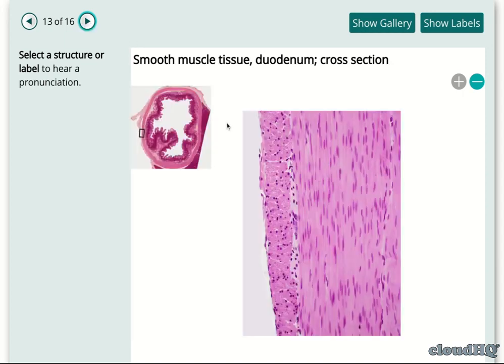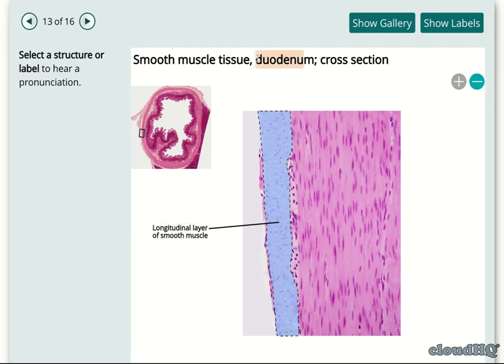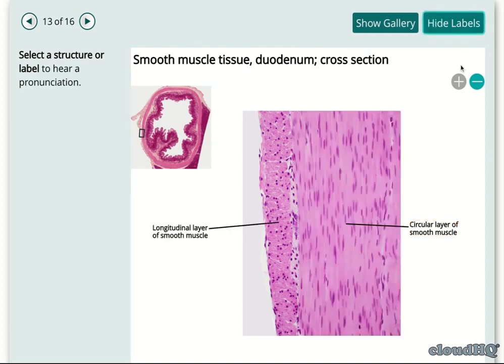Then lastly, we have smooth muscle tissue, okay? So this is looking at the intestines. We're looking at the duodenum. So with smooth muscle, there's two different layers because smooth muscle is typically lining hollow organs, internal organs, okay? It's also found near the eyes and in the skin and different glands, but it's typically lining these hollow organs within the digestive tract, okay?